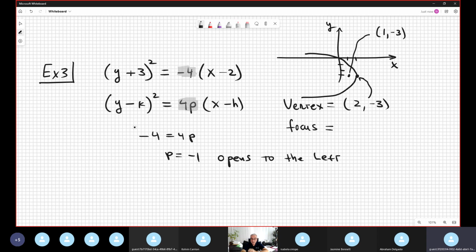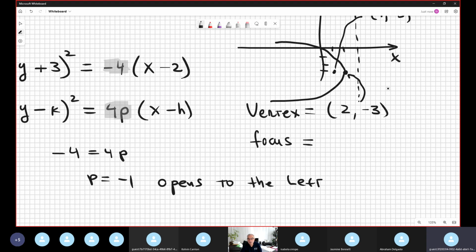Directrix. Well, it's a line like that. And the distance is the same. The distance from the focus to the vertex is P, which is one. Let me zoom. That distance is one, which is P, and the distance is also one. And that point is two. Therefore, the equation for this vertical line is x equal 3. Make sense?